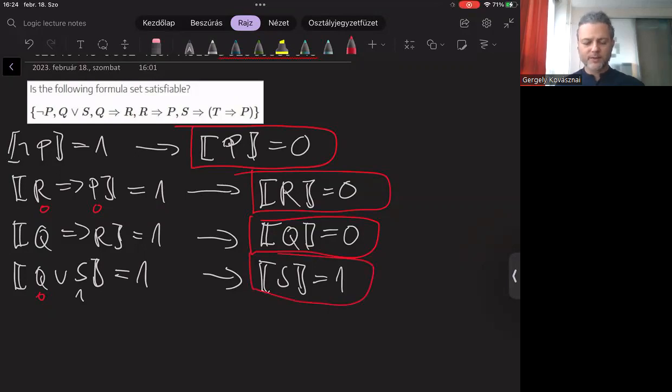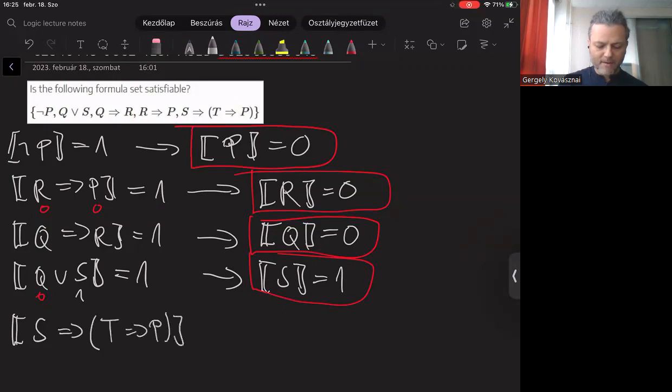Yeah, so we are almost done. We assigned 0 to P, Q, and R, and we assign 1 to S. There is one more variable which is not assigned yet, and this is part of the 5th formula. So let's analyze the 5th formula. S implies T implies P. Of course, this formula must be true as well.